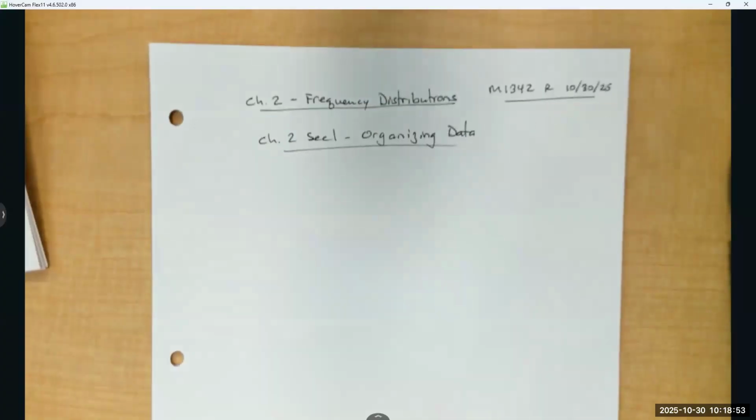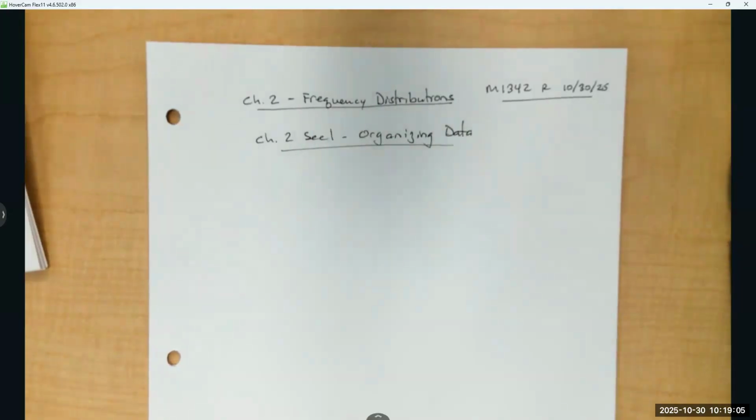All right, chapter two. Chapter two is pretty short. It deals with frequency distributions. First off, when we say frequency, what are we talking about? The number of times it occurs, right? What's the distribution? How it's spread across, right?